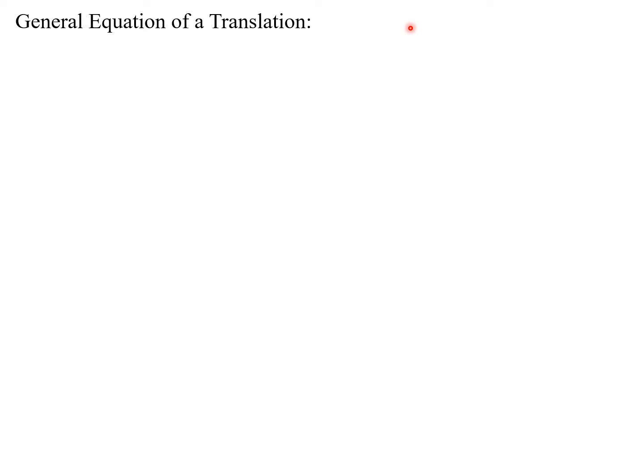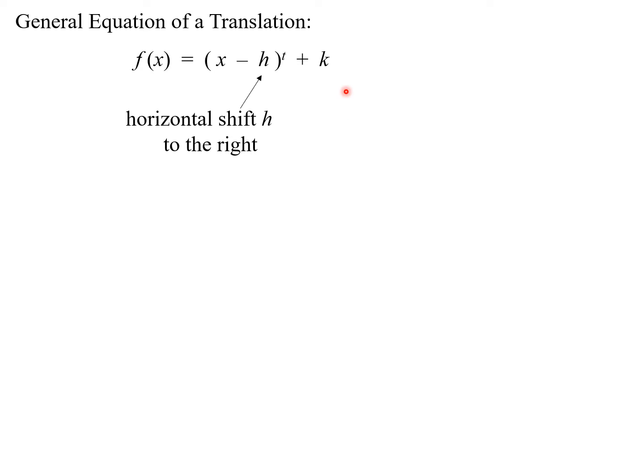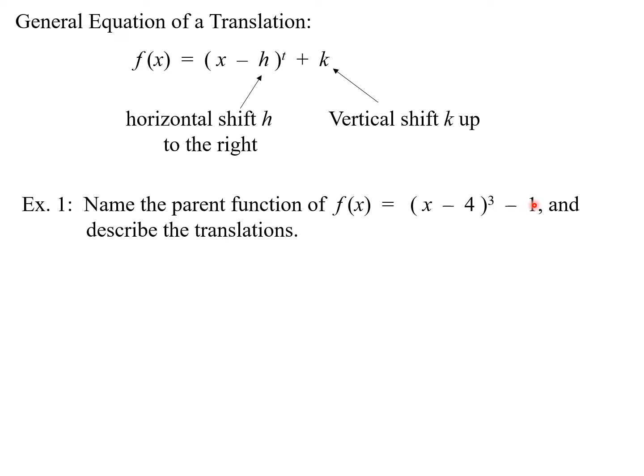So the general equation of a translation then is this. The h indicates a horizontal shift h to the right, and a k, in this case, means a vertical shift of k up. Okay, example. Name the parent function of that and describe the translations.